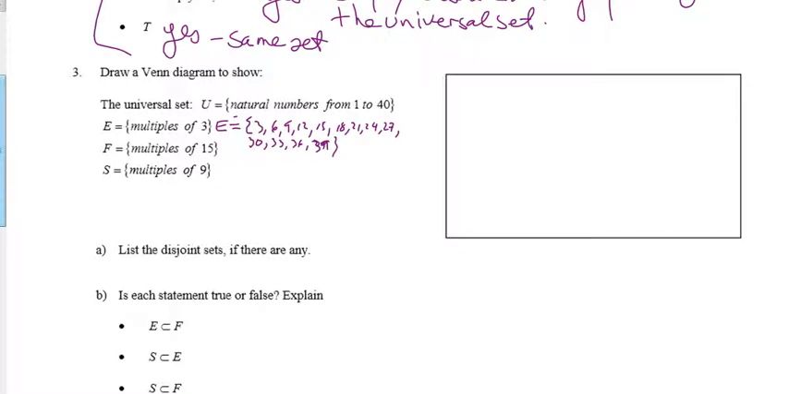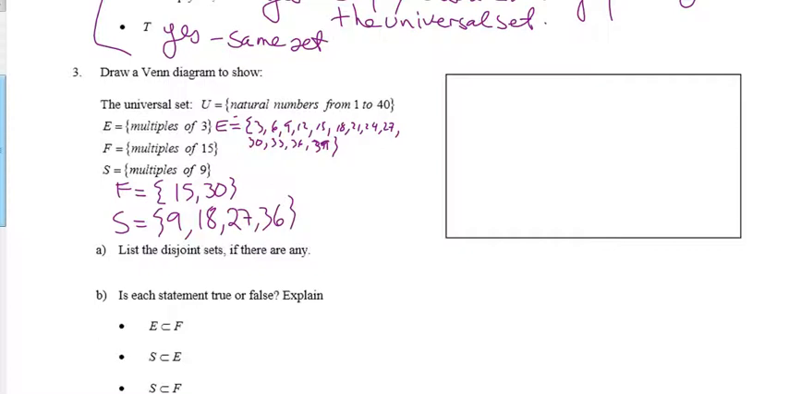Now the reason I'm listing these is I want to know, are any elements of F a subset of E, right? Do they belong in both sets? Are any elements of S a subset? So F, multiples of 15, that's pretty easy. What are the multiples of 15 from 1 to 40? 15 and 30. Multiples of 9? 9, what else? 18, 27, okay, and then we go to 45, right?